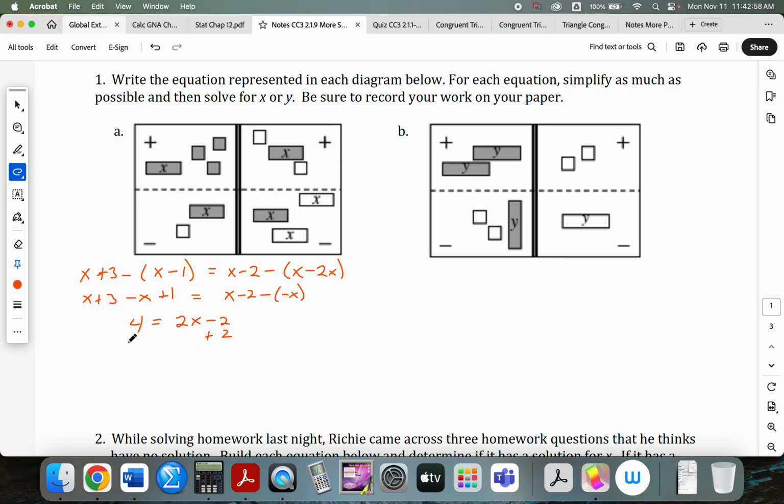I'm going to add 2 unit tiles to both sides to get rid of those 2 negatives. And then divide by 2. We get x is 3. Any questions about that one?